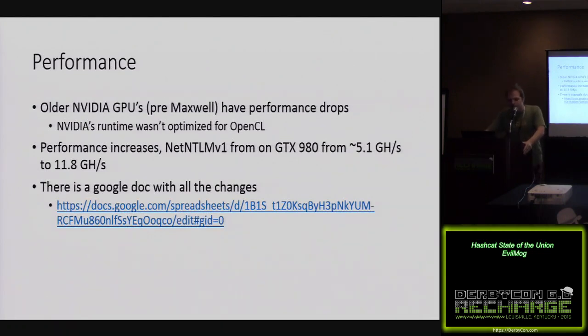Performance. There was a mild performance drop for pre-Maxwell cards for NVIDIA. But if you're using a pre-Maxwell card, just sell your card and get a new 970, 960. Just stop using them, please. I mean, you shouldn't be using a 5-year-old card for GPU cracking. Your laptops can do better performance anyways.